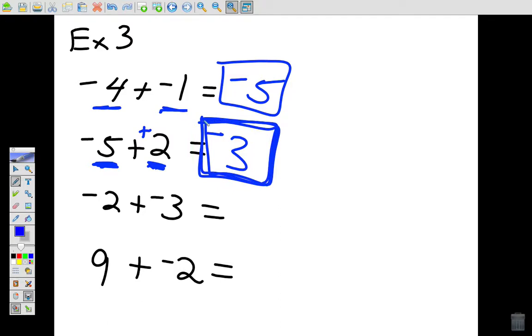Okay, the third example, a negative plus a negative is negative, and then add the integers, negative 5. So the temperature drops 2 degrees, drops 3 more, it's dropped to negative 5. It's dropped 5, I should say.